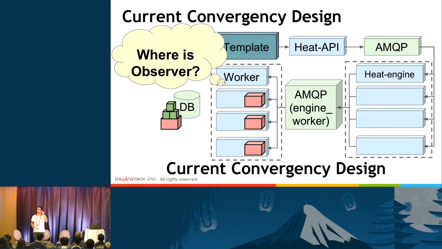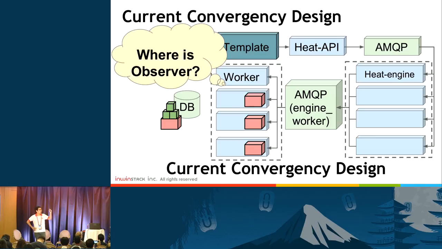But we have mentioned that convergence is still under the beta release. That means a little part is still under development, not yet implemented. But it's still really working right now because we already implemented the workers. We just don't have the observer yet, so the worker doesn't know who the observer is.